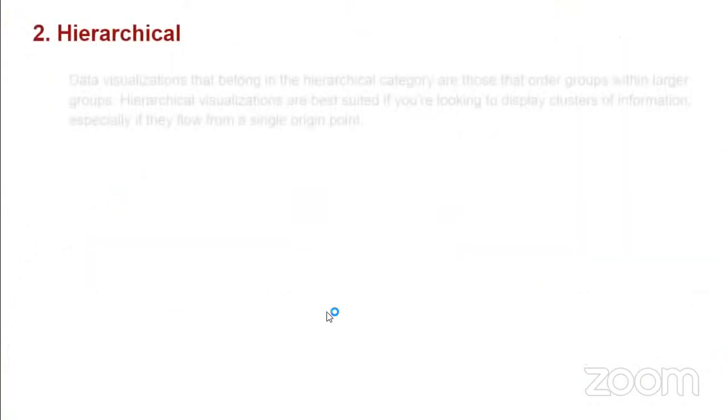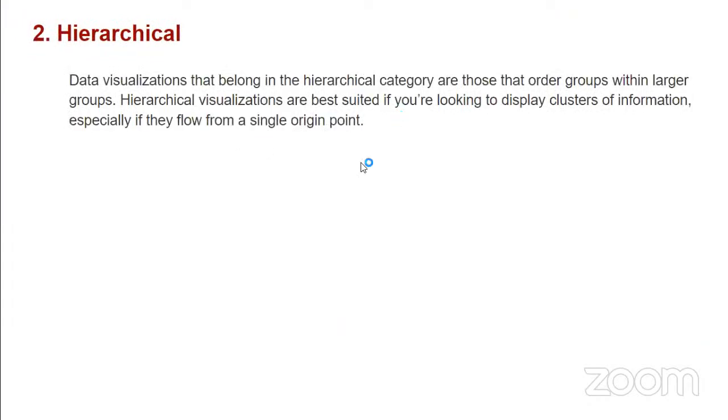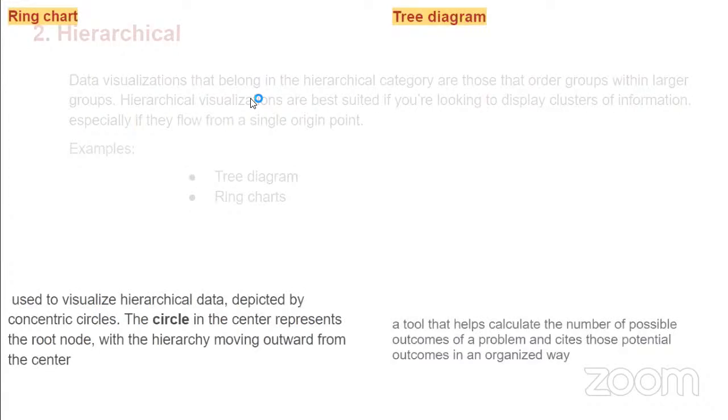Hierarchical is the second category. So these are those visualizations that order groups within larger groups. A hierarchy visualization is best suited if you are looking to display clusters of information, especially if they flow from a single original point. Examples include a tree diagram and a ring chart. So we're just going to look at examples.